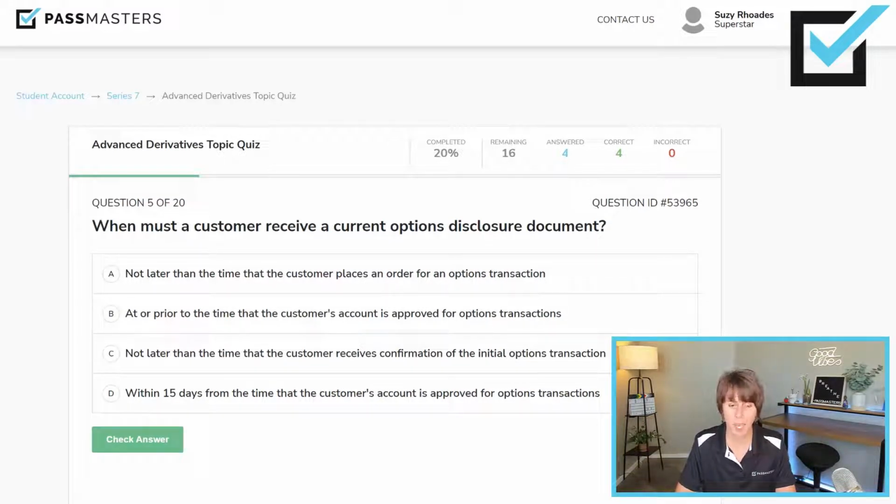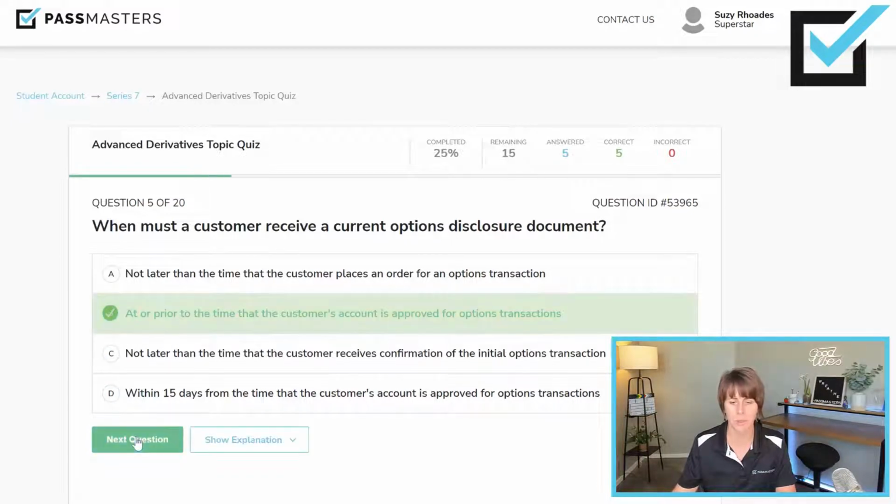Not later than the time that the customer places an order for an options transaction, at or prior to the time that the customer's account is approved for options transactions, not later than the time that the customer receives confirmation of the initial options transaction, or within 15 days from the time that the customer's account is approved for options transactions. So pick the best answer: at or prior to the time that the customer's account is approved for options transactions. The customer must receive a current options disclosure document.